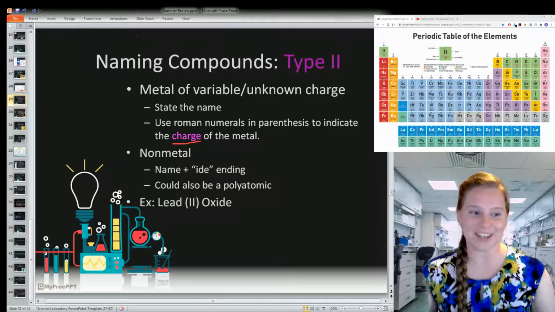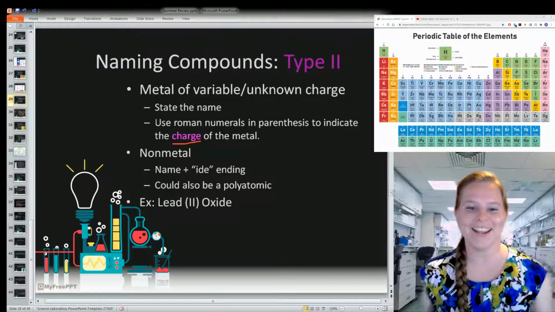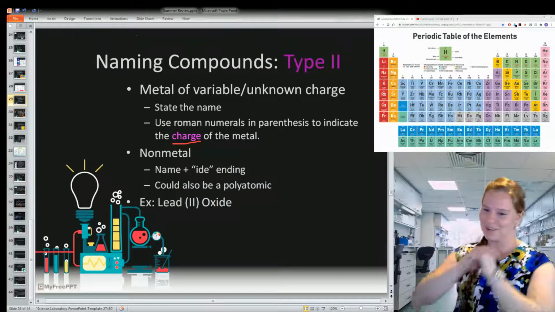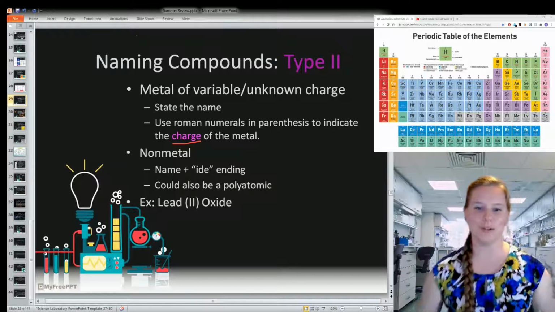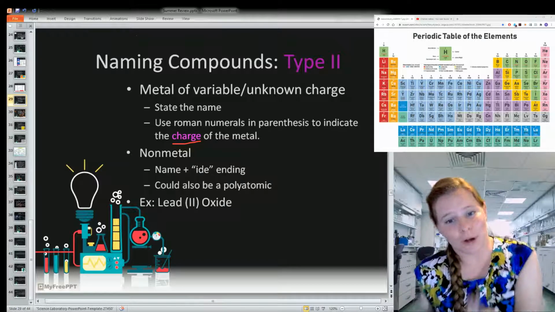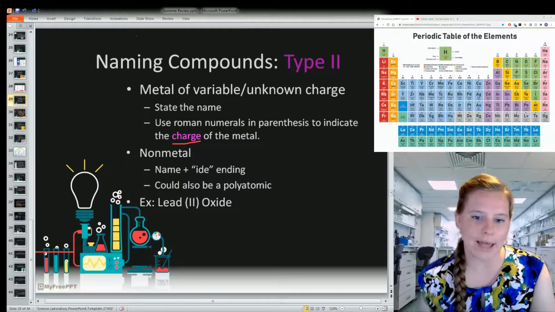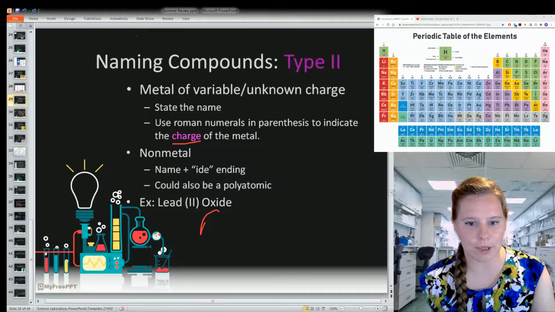You say, Miss, I can read. I know you can read, but this is really easy to confuse. And 9 times out of 10, if you're going to mess up naming this, it's because you didn't put the charge, you put the number of atoms. So an example would be lead(II) oxide. So this would be PbO.